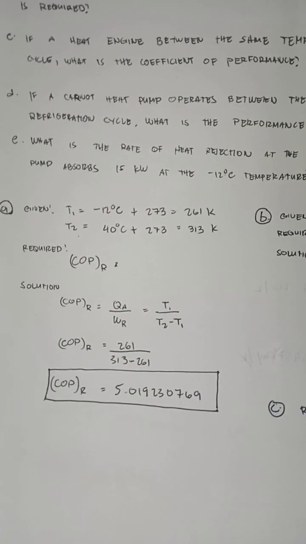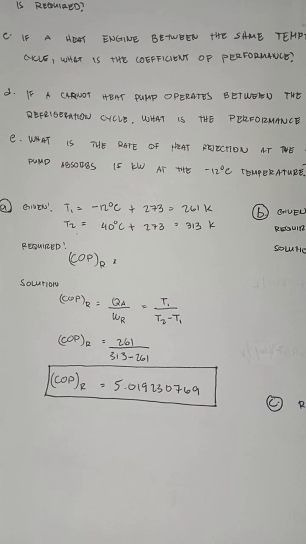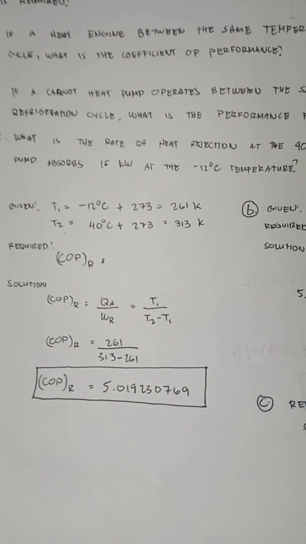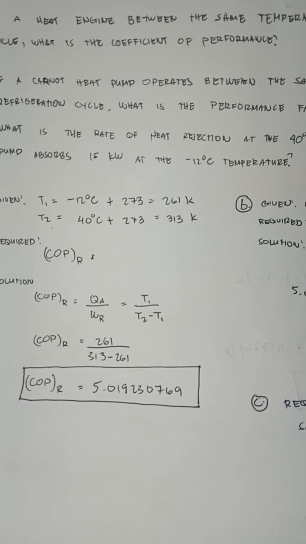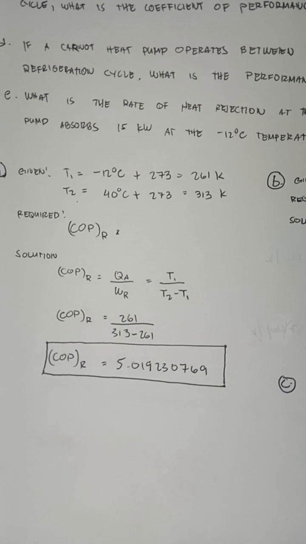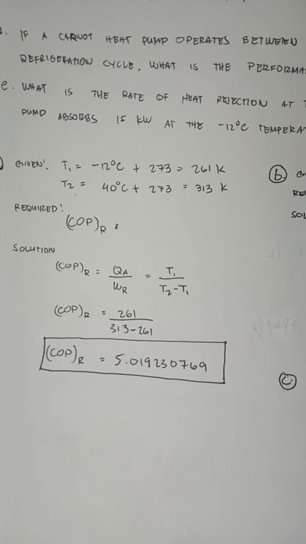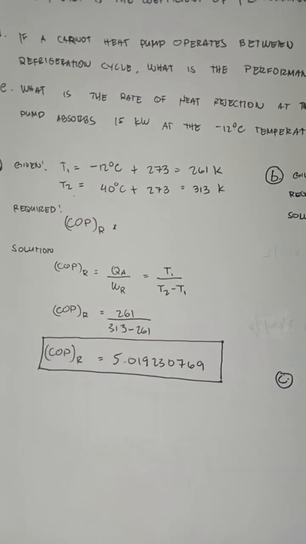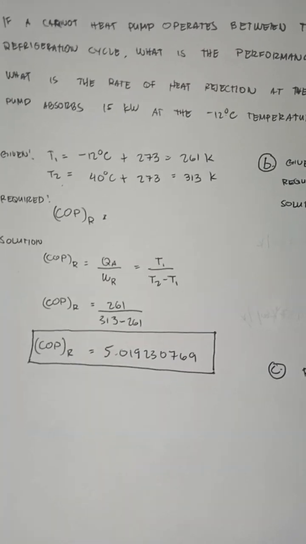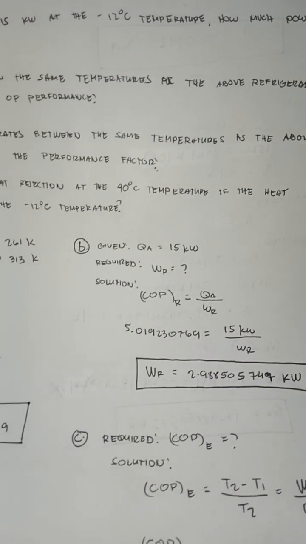Solution. The formula for COPR is heat absorbed over work, equals T1 over T2 minus T1. Then substitute 261 over 313 minus 261 and solve. Then the answer, COPR equals 5.019230769. So that is letter B.